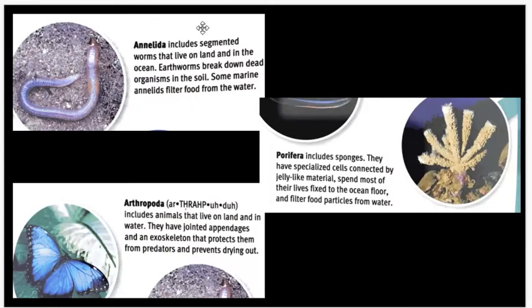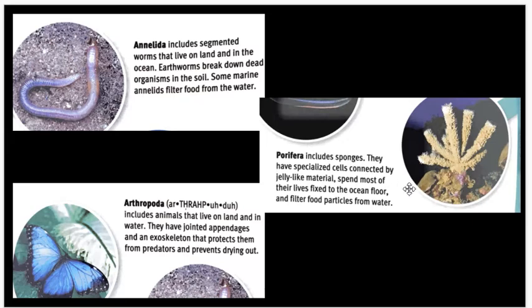Over here in the top right we see Annelida. So these are segmented worms. You'll notice, for example, if you pick up an earthworm, it is filled with segments. It has all of these tiny circular segments that are all linked together.